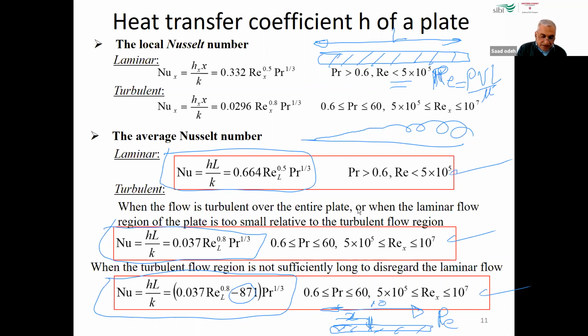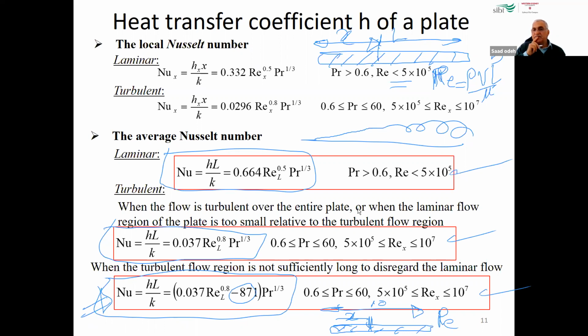Now we come to the other option. If, rather than L, I take part of L, I take x only. For example, if L is 10, I use only 5. I put it in this equation as 5, and I find that I have laminar. But after that, if I put 10, it becomes turbulent. So it means I have a combination, laminar and turbulent. So if I have both, then I should refer to this equation, the last one.